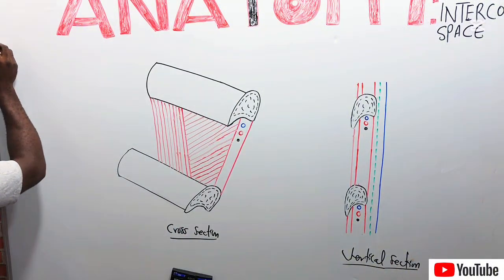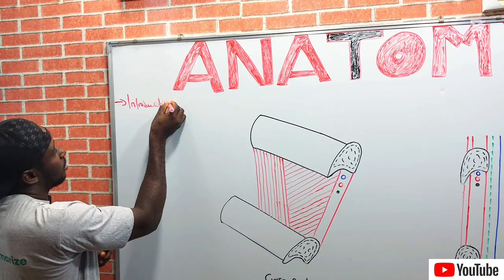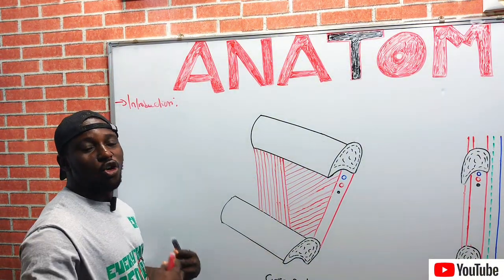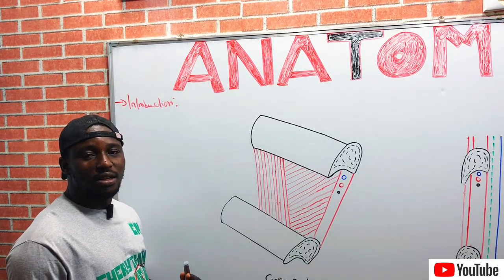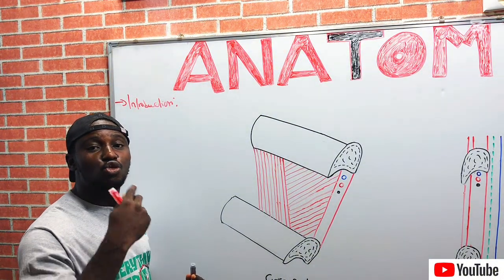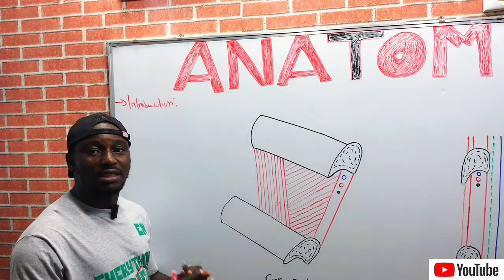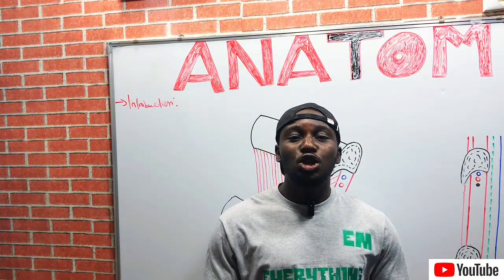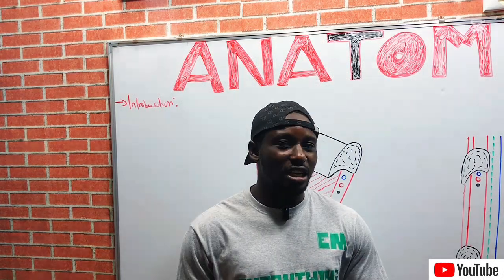So the first thing is introduction. What is intercostal space, or what are intercostal spaces? An intercostal space is a potential space that is found or located between two adjacent ribs and their costal cartilage. That is the concept of intercostal space. There are those potential spaces that are found between two adjacent ribs and their costal cartilage, right?